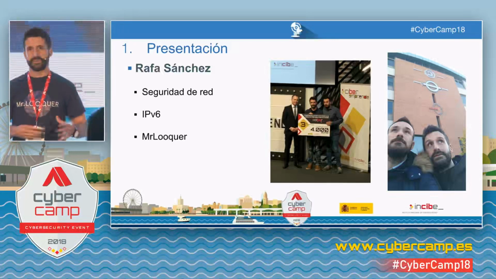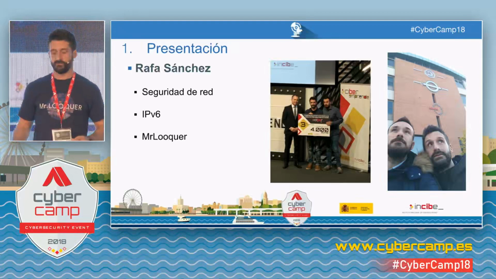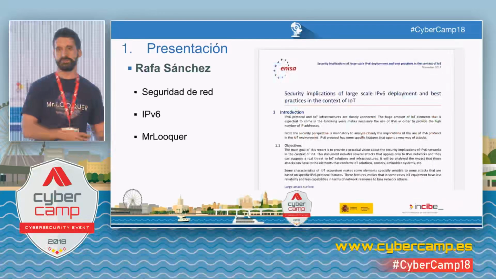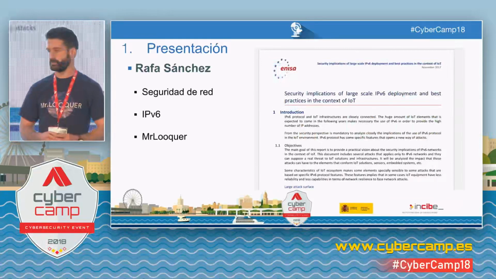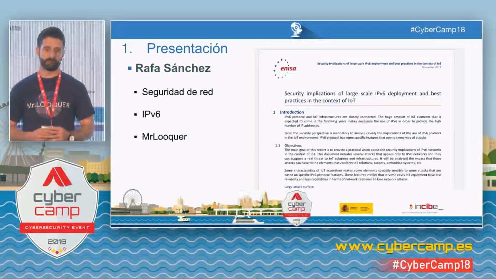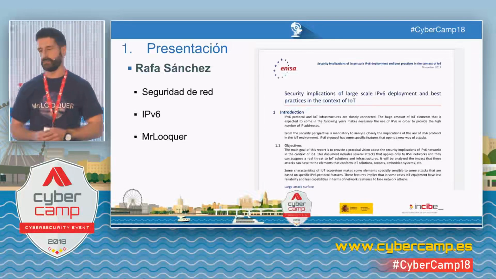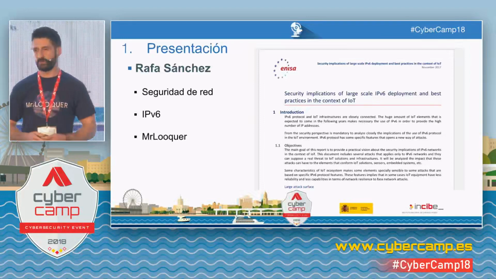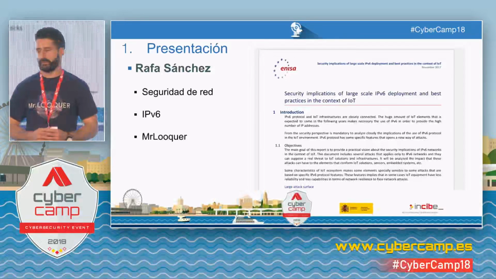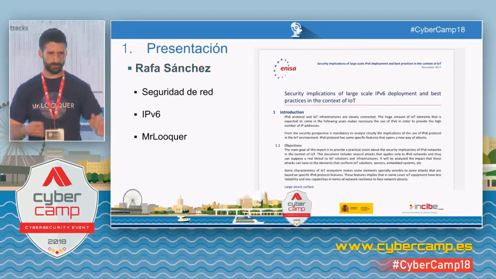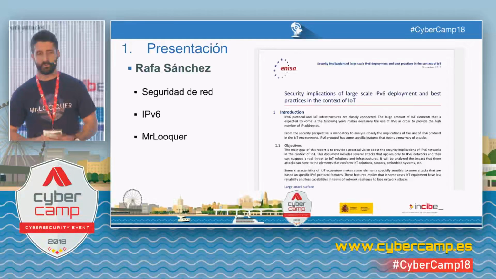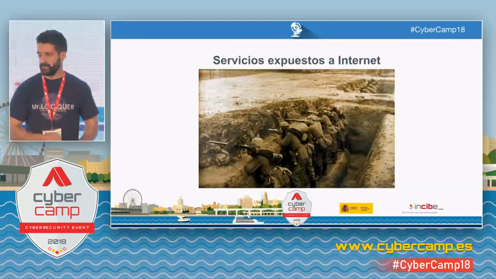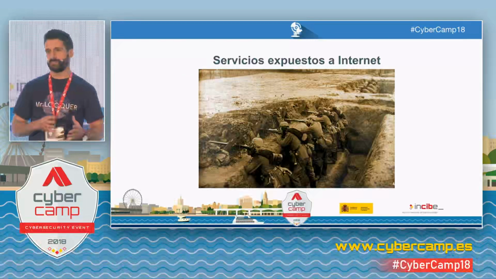ENISA, the European Agency for Network Security, has its headquarters in Athens. So we produced a paper, and part of the content of my presentation today comes from that paper that we produced about security implications of IPv6. We will not be focusing purely on IPv6, still I will briefly refer to it.